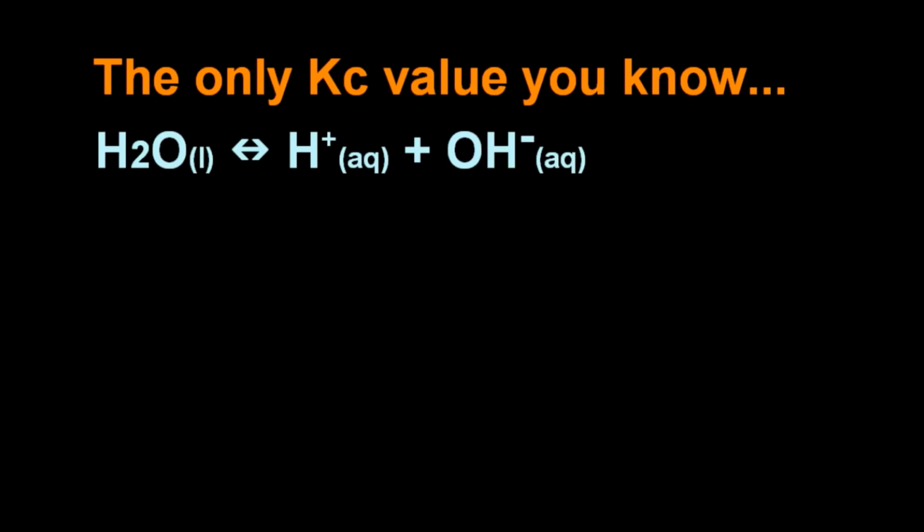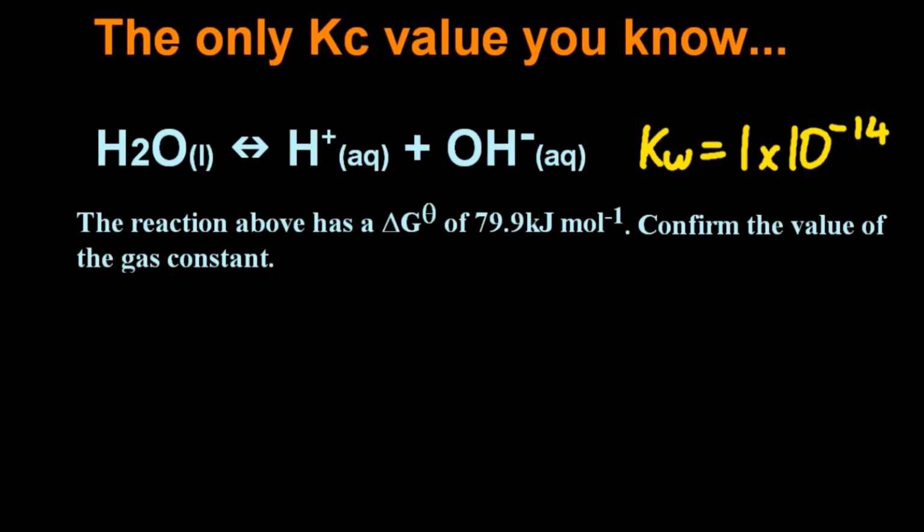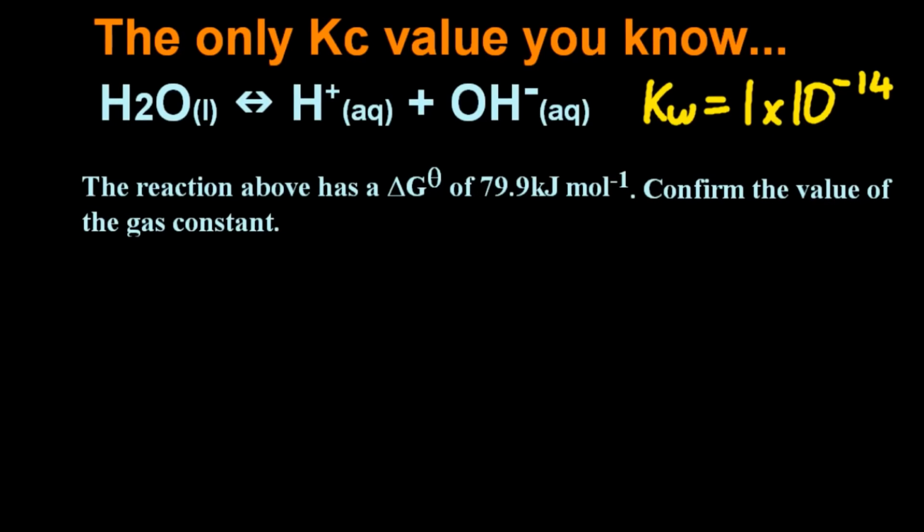Okay, so the only Kc value that you know is for the dissociation of water, and it's 1 times 10 to the minus 14. So what can we do with that then? Well, if I tell you that delta G theta for that reaction is 79.9 kilojoules per mole, can you work out the value of the gas constant?